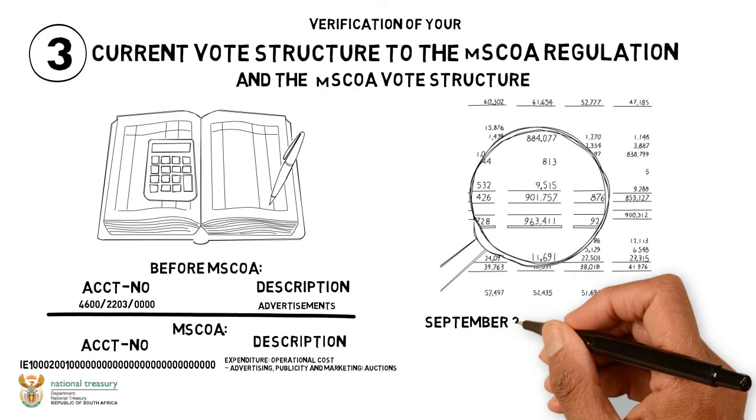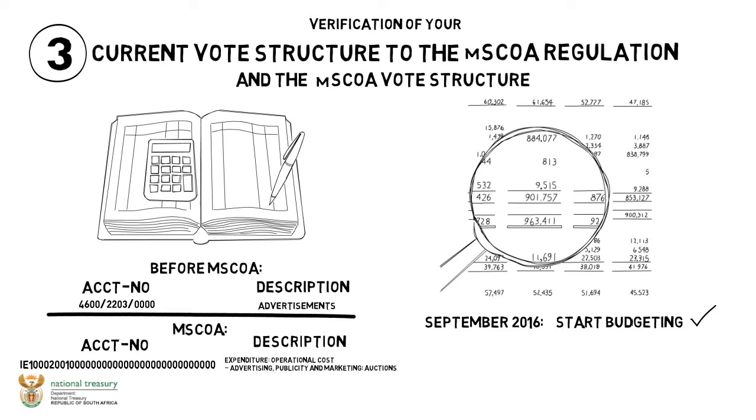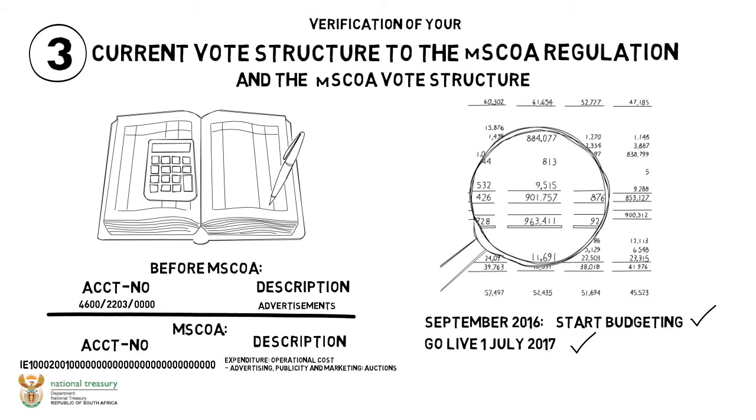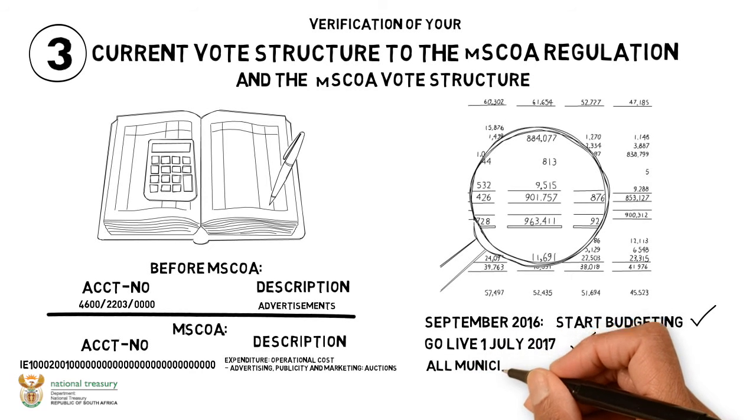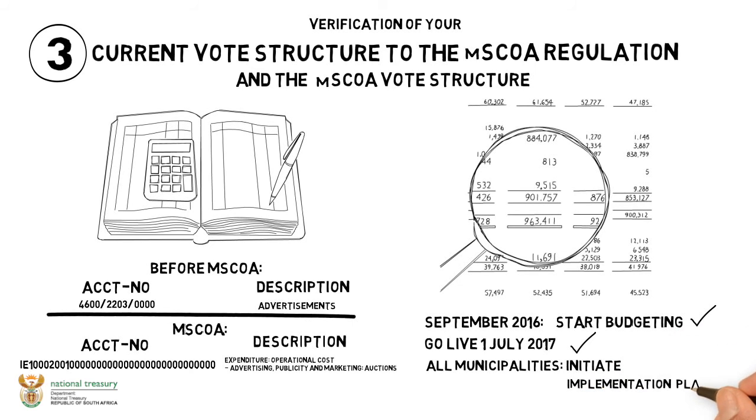Also note that by latest September 2016, you need to start budgeting on the mSCOA structure for it to go live on the 1st of July 2017. Considering the time constraints, all municipalities are strongly advised to initiate their implementation plans for mSCOA if not already done.